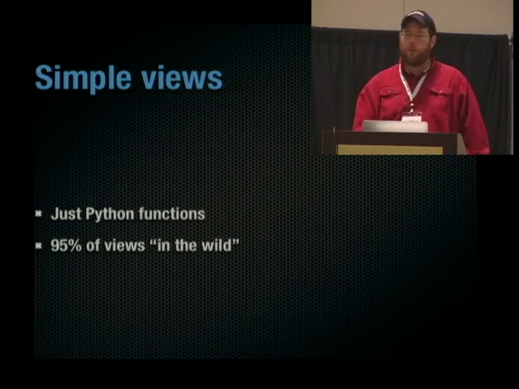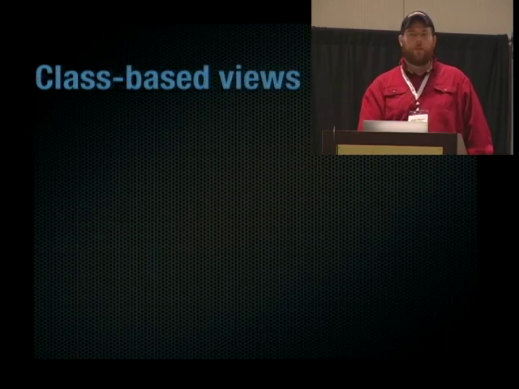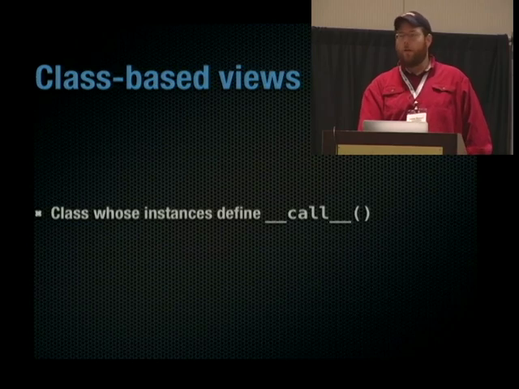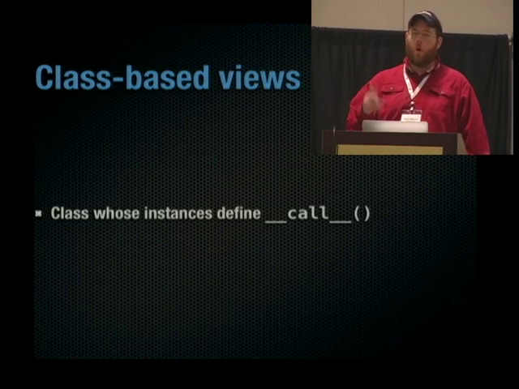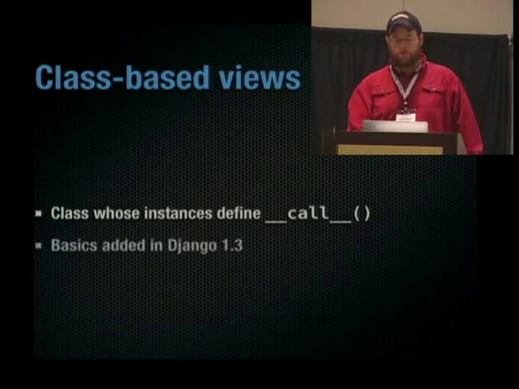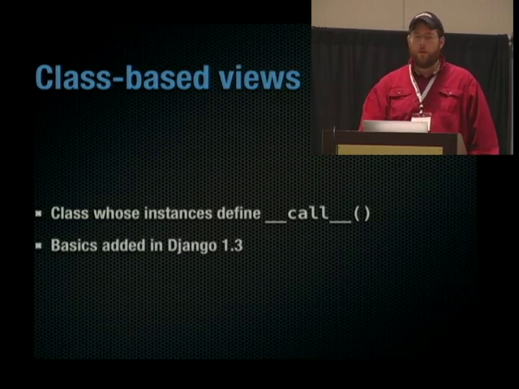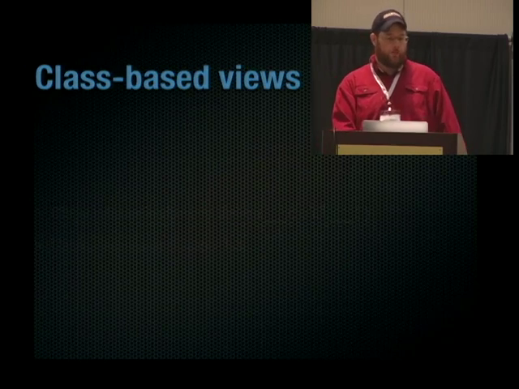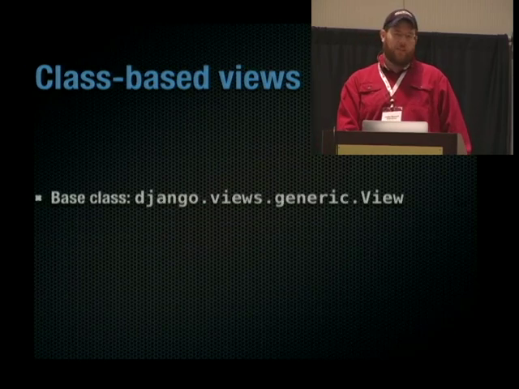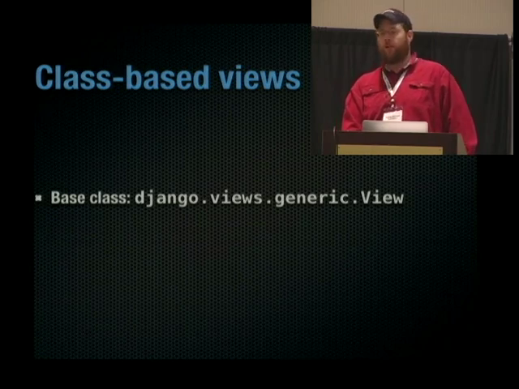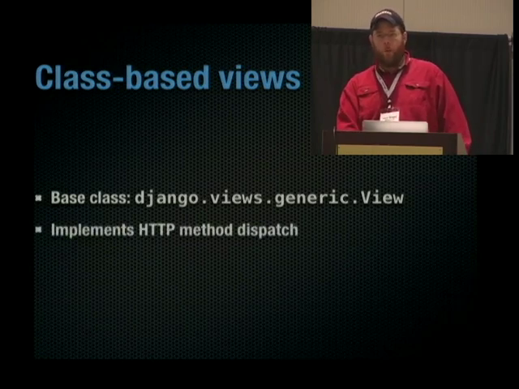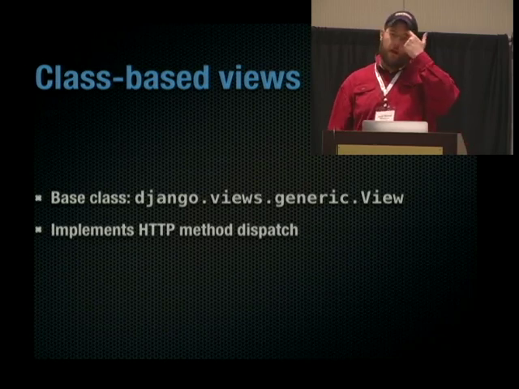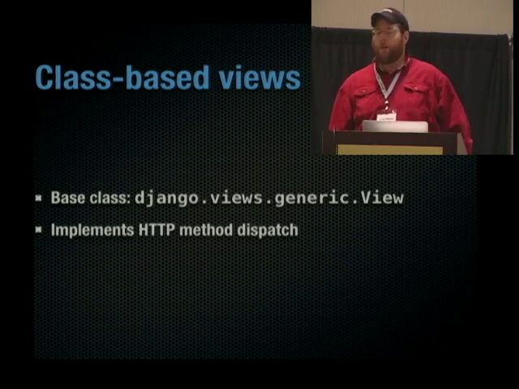95% maybe of views in the wild. Class-based views are a possibility. This is simply a class whose instances implement the special method __call__, which lets you call them. Basic support for this was added in Django 1.3 for making it really, really easy to write your own class-based views. The base class for that is django.views.generic.View. What this does is implement the basic callable mechanism and implement dispatch on HTTP methods.